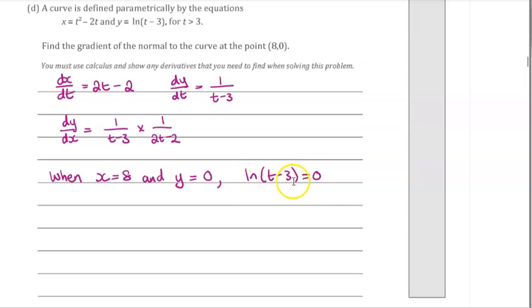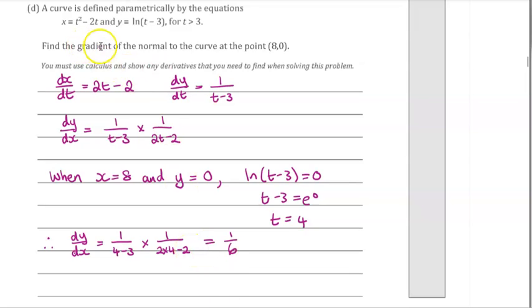So natural log of t minus 3 is 0. So t minus 3 is e to the 0. That means that t must be 4 because e to the 0 is 1. Anything to the 0 is 1. Okay, so at this point here, where x is 8 and y is 0, t is 4. So we can use that to put into our gradient. So dy by dx, if we put 4 in place of t, we end up with this just here. That comes to 1 over 6.